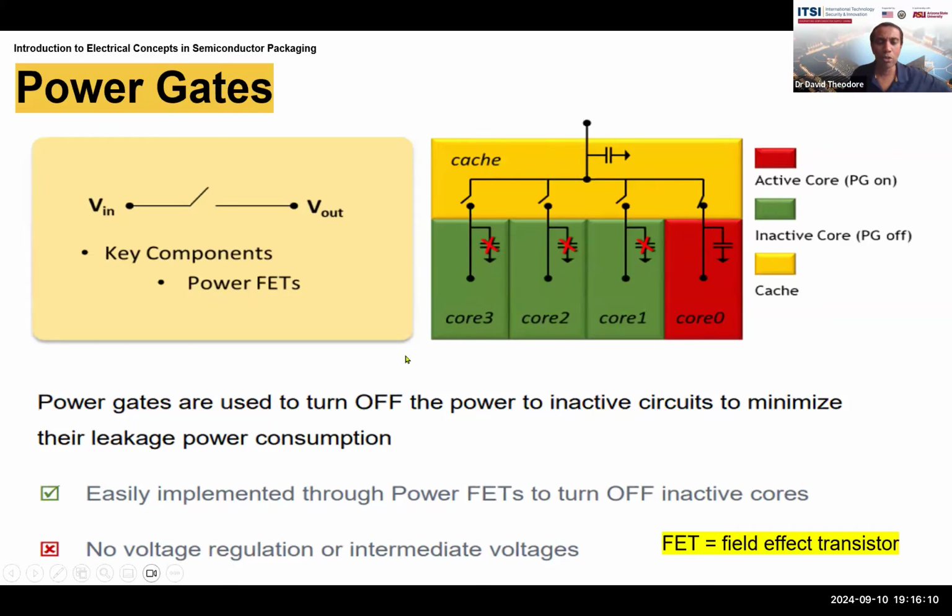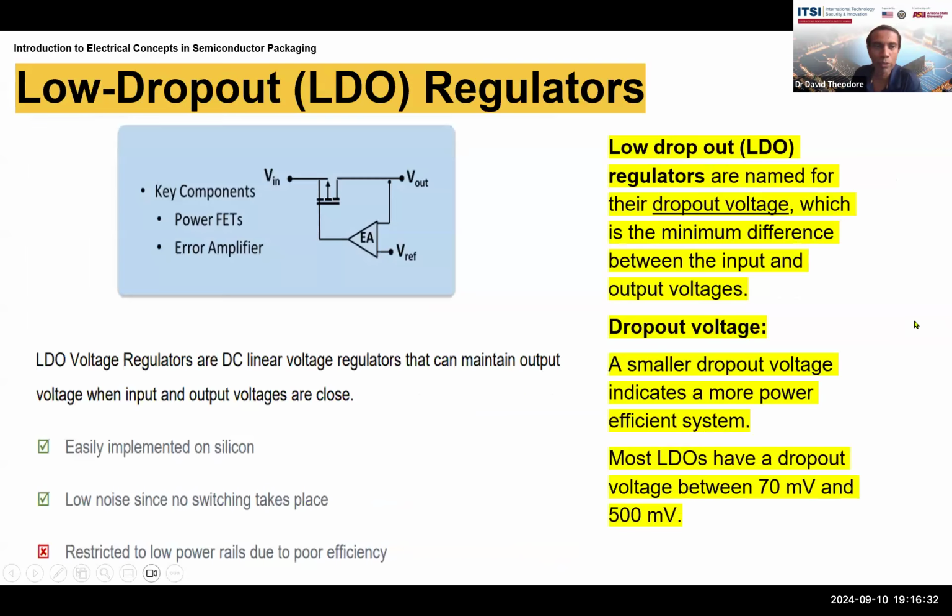So power gates are used to turn off the power to inactive circuits like these cores to minimize their leakage power consumption. This is easily implemented through power FETs, power field effect transistors, to turn off the inactive cores. In this case, there's no voltage regulation or intermediate voltages that this chip is being exposed to as a result of the switching. Another way of handling this, or another form of advanced power delivery, is low dropout LDO regulators.